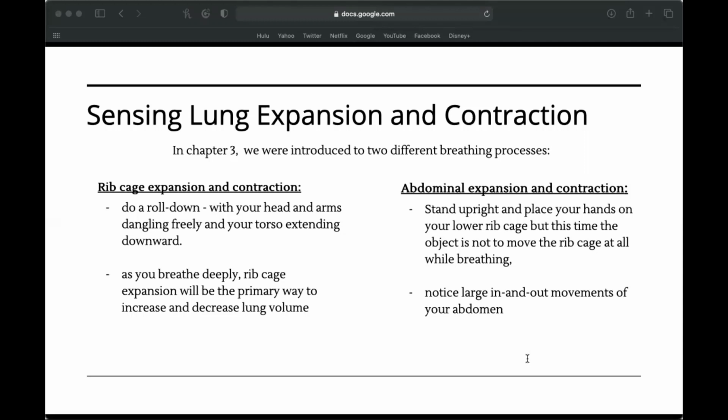To gain sensory awareness of your ribcage movement, you have to stand up. You got to do a roll down, which is your head and your arms dangling freely and your torso extended downward. So you're in a position like this. And your abdomen is going to feel greatly restricted in an inward and outward movement. As you breathe deeply, your ribcage will be the primary way to increase and decrease lung volume.